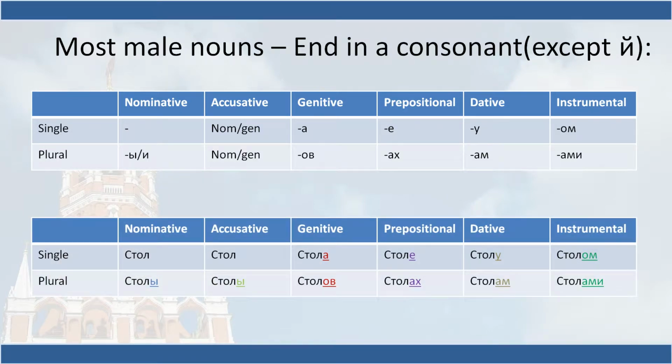What nom-gen means is that the case could use the nominative or genitive endings. If the noun is alive, then it will be genitive, and if it isn't, then it will use the nominative endings. A table isn't alive, so it will use the nominative endings. Stol, stoly, stol, stoly, stola, stolov, stole, stolakh, stolu, stolam, stolom, stolami.